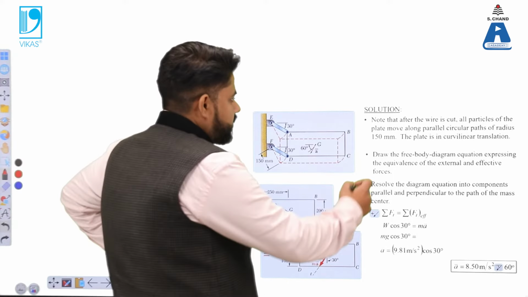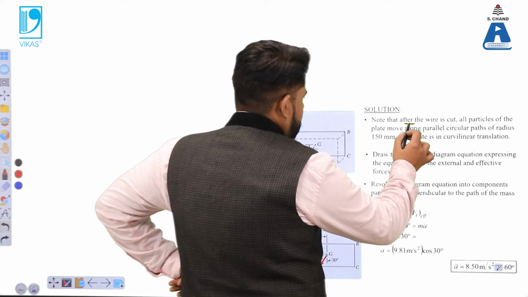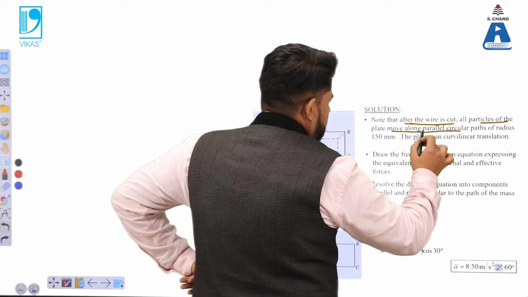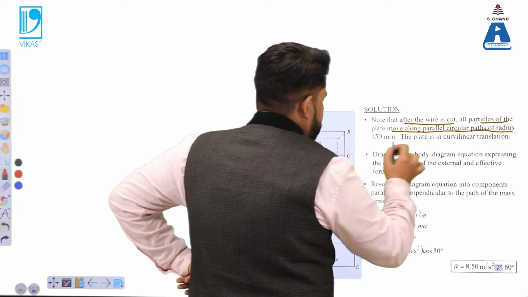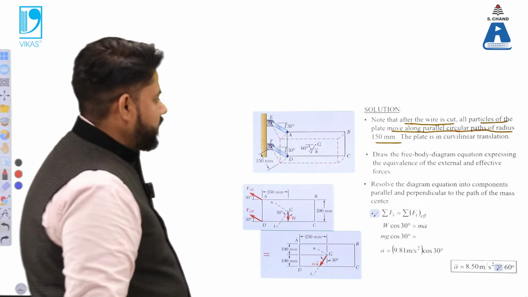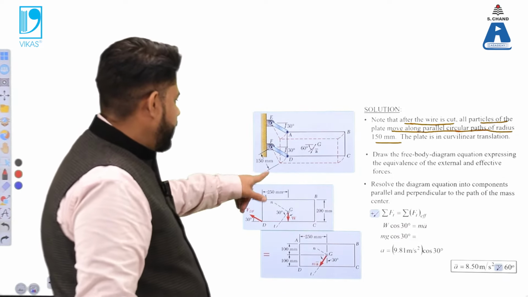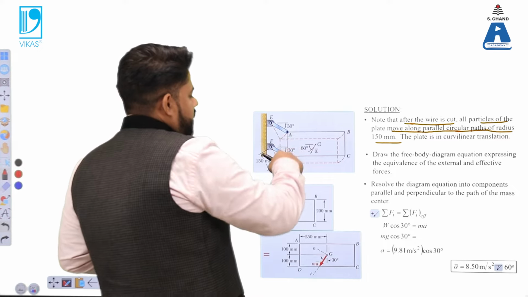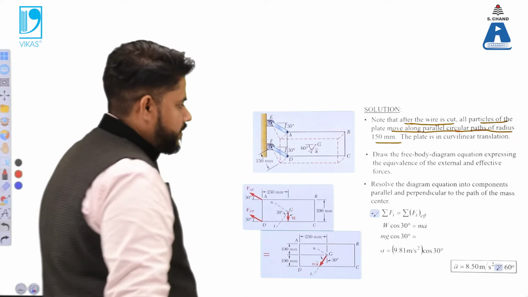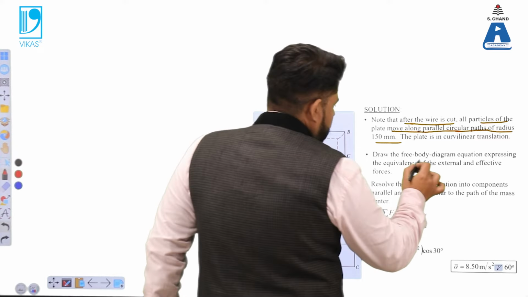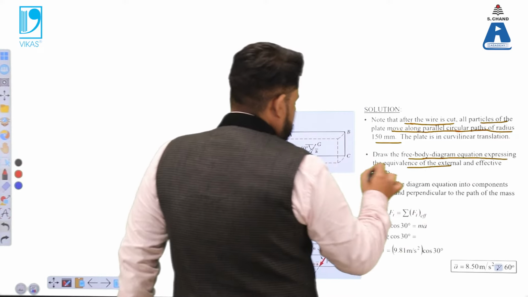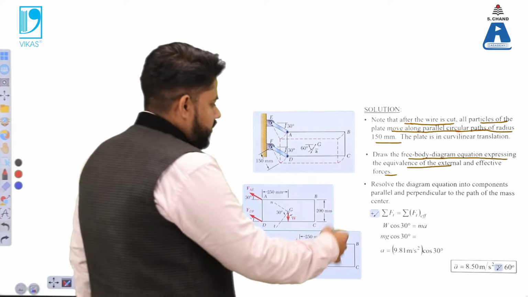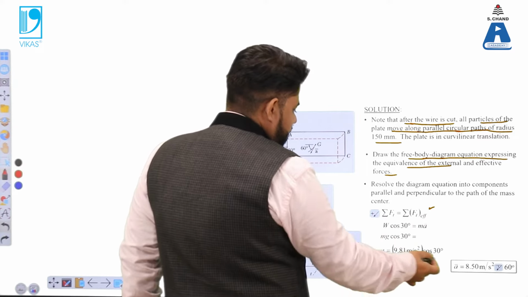As far as the solution is concerned, if the wire is cut, all the particles will move along a plane having a circular path of radius 150 mm. So 150 mm was mentioned. When we cut that wire, it would move in a circular path, as per the configuration mentioned. What you need to draw is the free body diagram so that these force components can be extracted, and then you need to resolve them into the directions so that the acceleration can be determined.